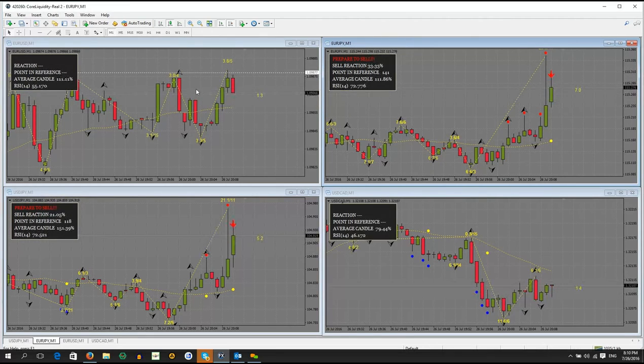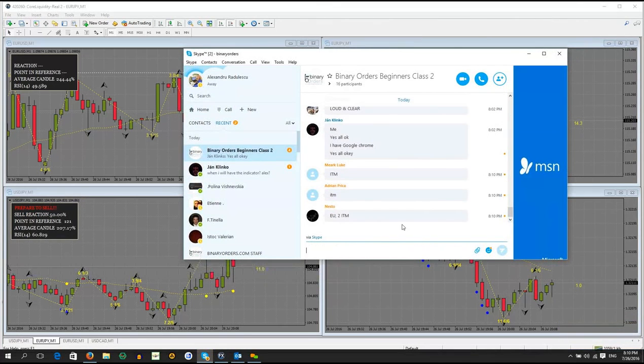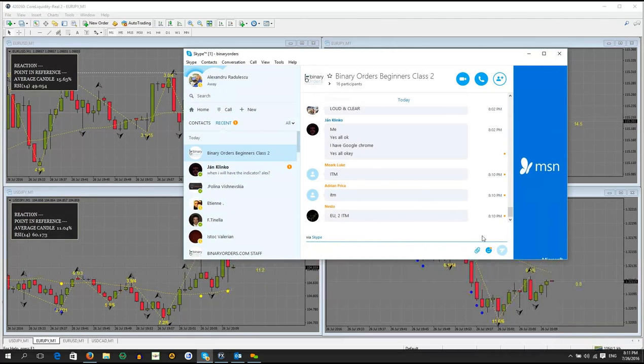We also received a signal for preparing to sell here, but it's too late now. On Euro Japanese yen the reaction was more powerful here, but we lost this analysis because we are watching our analysis on Euro USD, and this reaction was bigger than that one. It was a very clear entrance here, a very good point.